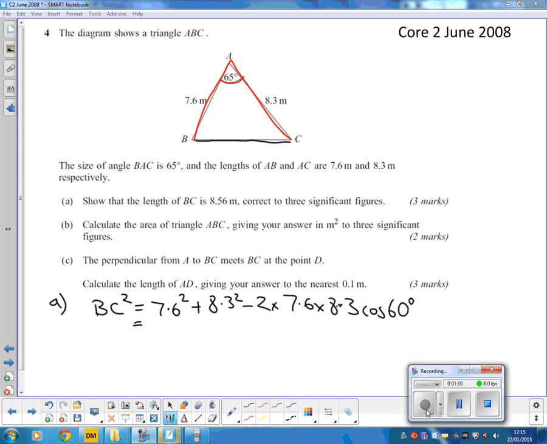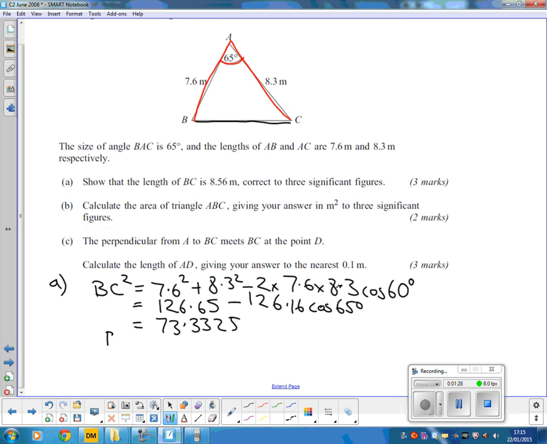First of all, I'm just going to add the first two terms together. 126.65. Thinking about the order of operations here, so I'm going to do the multiplication on this section. So that's 126.16 cos 65 degrees. I type that into my calculator and I get that BC squared is 73.3325.